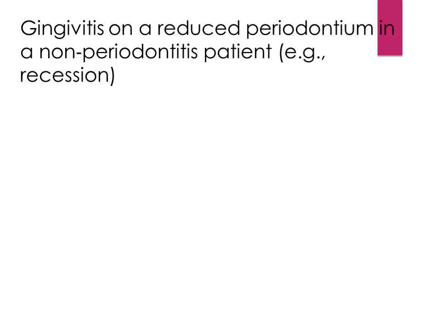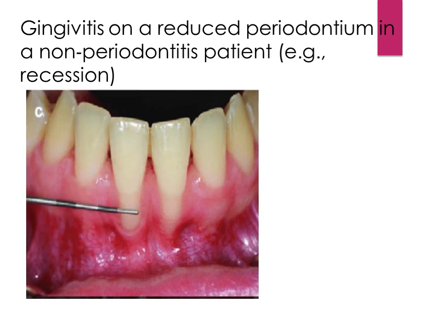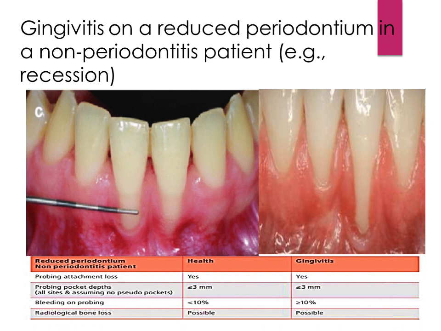Secondly, we have gingivitis on a reduced periodontium in a non-periodontitis patient, such as a patient with gingival recession due to faulty toothbrushing or after orthodontic treatment. In all these conditions, we will surely have probing attachment loss, and possibly we may have radiological bone loss, while the probing pocket depth should not exceed 3 mm, with bleeding on probing of more than 10%.